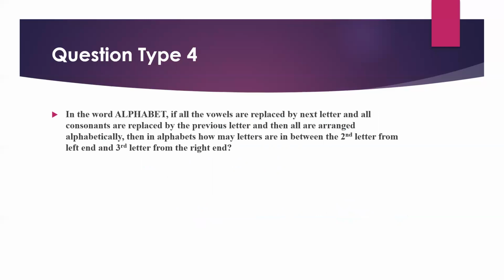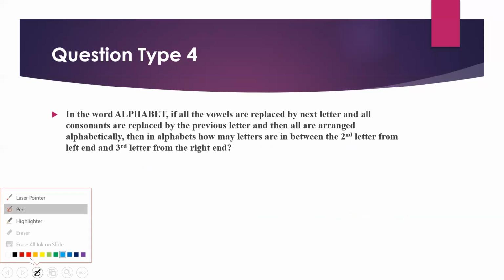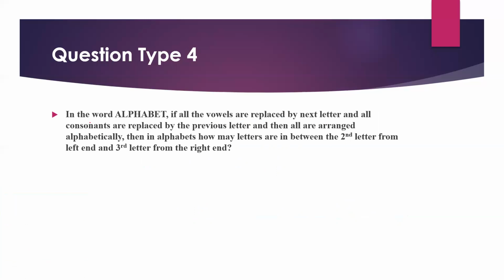It is similar to the last one, but there are a few changes in it. So the question is, in the word alphabet, if all the vowels are replaced by the next letter, it is the same as before. For vowels, we have to replace them by the next letter, and all the consonants are replaced by the previous letter. Till here it is the same as in the last question.